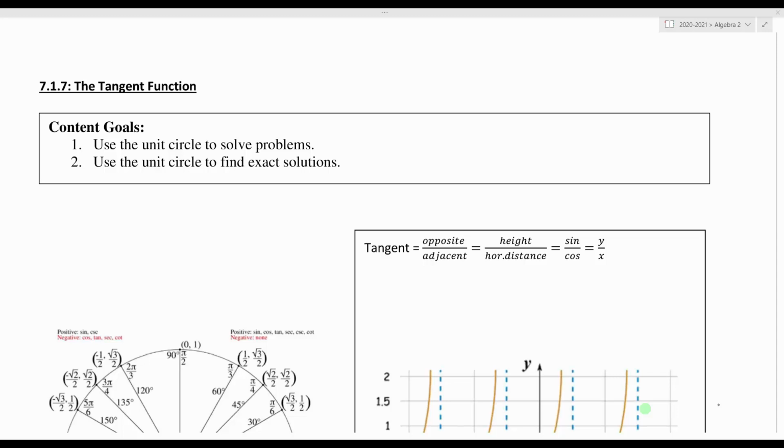Hello everyone, welcome to lesson 717. Today we're going to be talking about the tangent function.